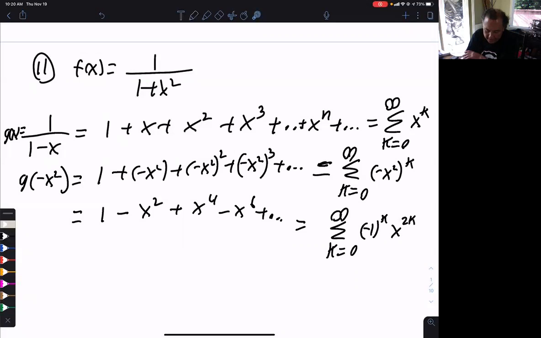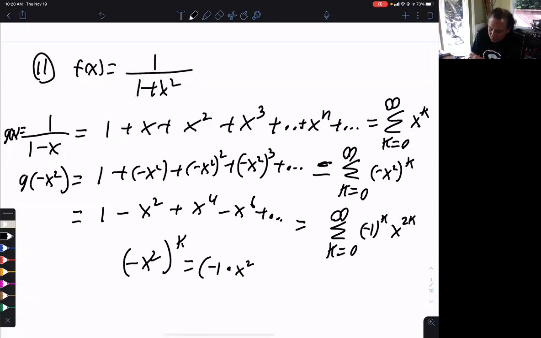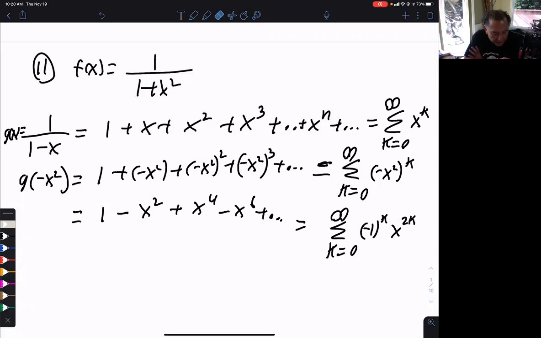And why is it that way? Just to show you, minus x squared to the k is the same as negative 1 times x squared to the k. And you raise each one to the k power, and that's how we get that. Okay? So there is that much.